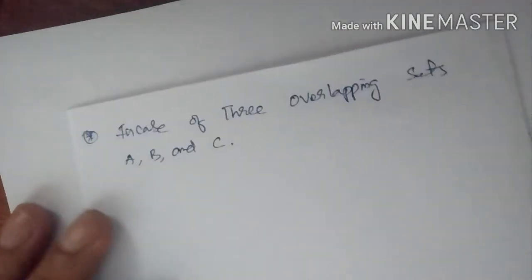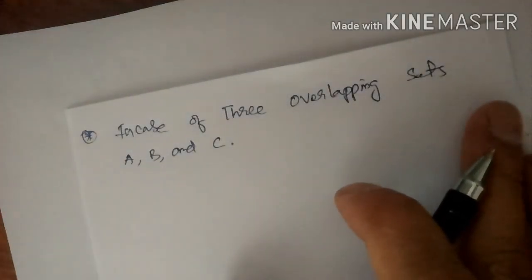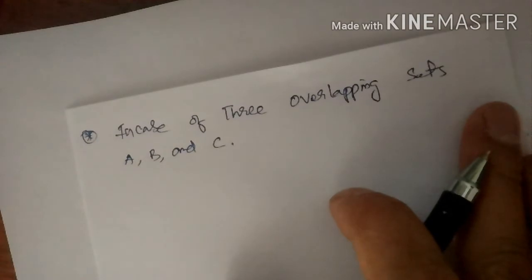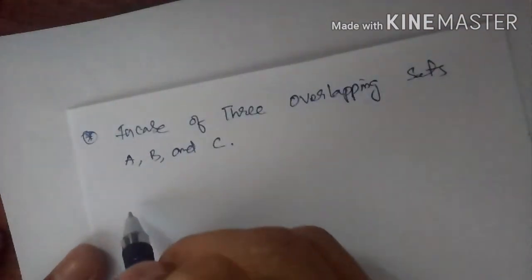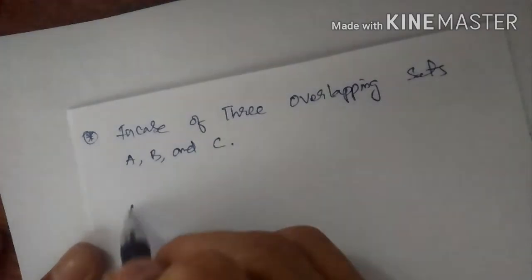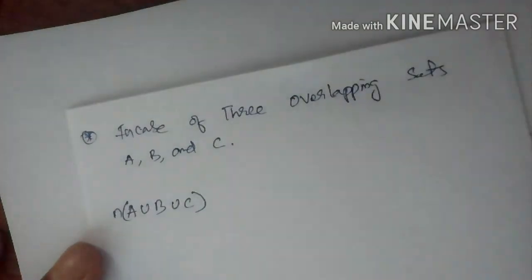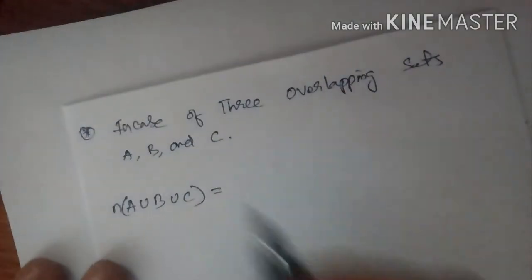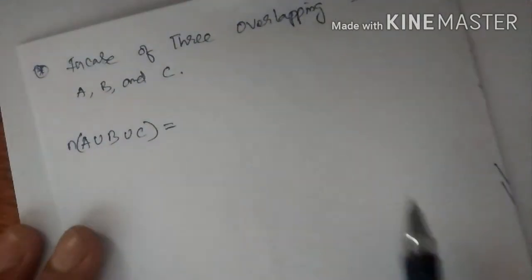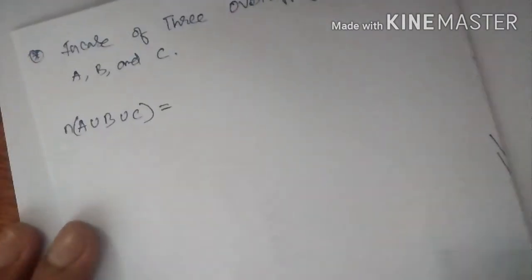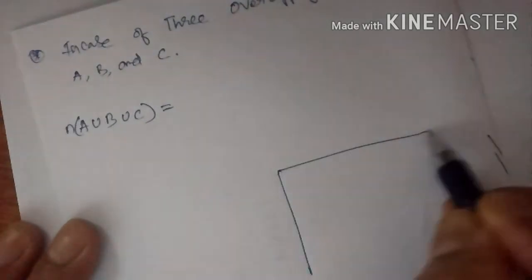Got it? So how do we find the union of A union B union C? What is the formula to find the number of A union B union C? So when we have 3 overlapping sets, how do we find it? In order to explain that, let's draw a Venn diagram here and let's build the formula according to the Venn diagram.